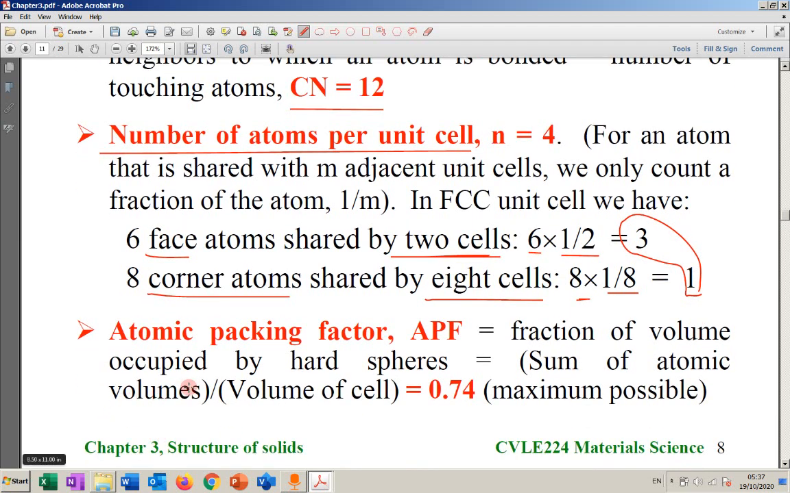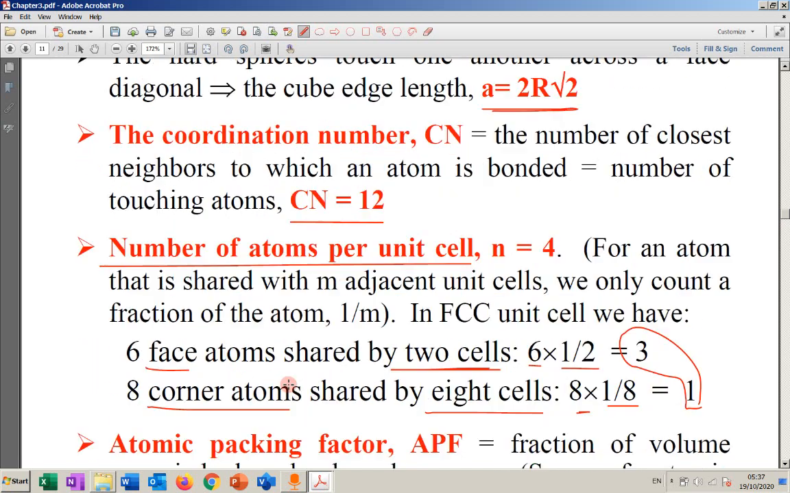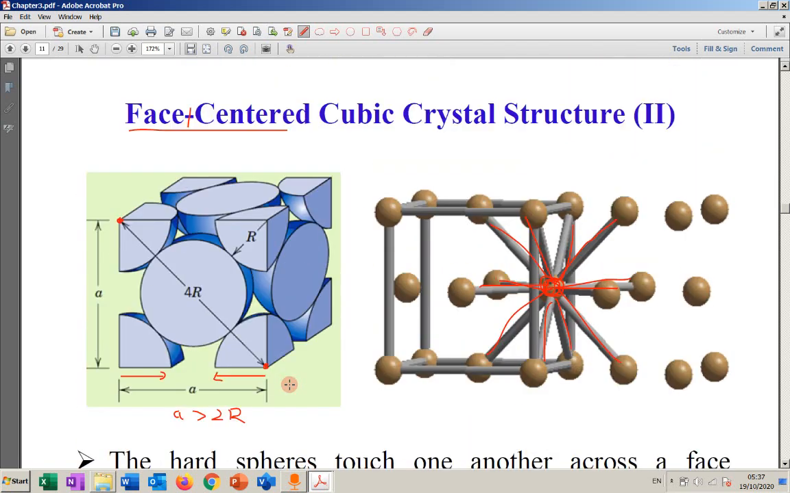We'll come back to the atomic packing factor in a separate video. So this is what we call the face-centered cubic crystal structure. You have to understand it, and we're going to use this one later for a lot of calculations.